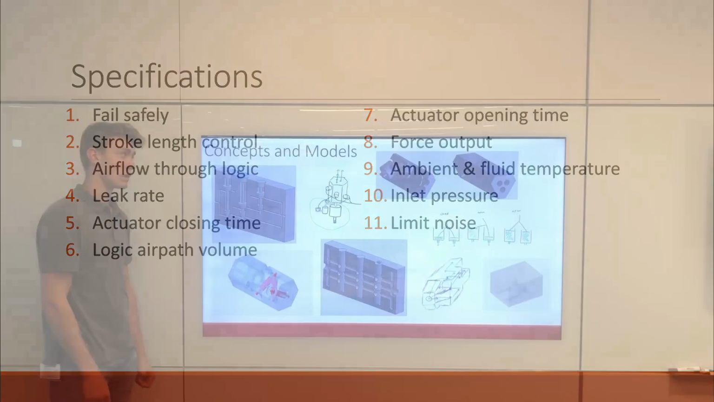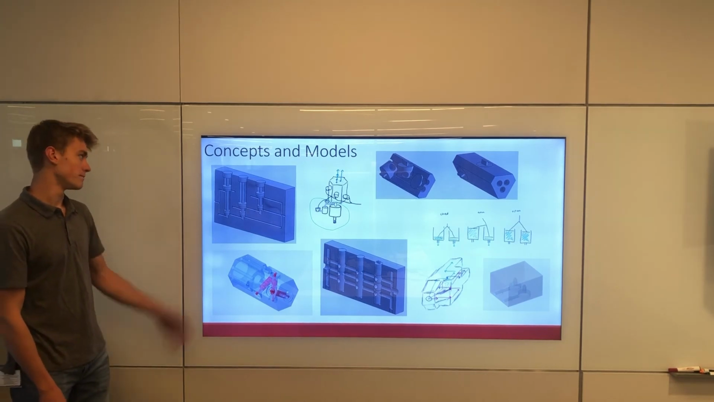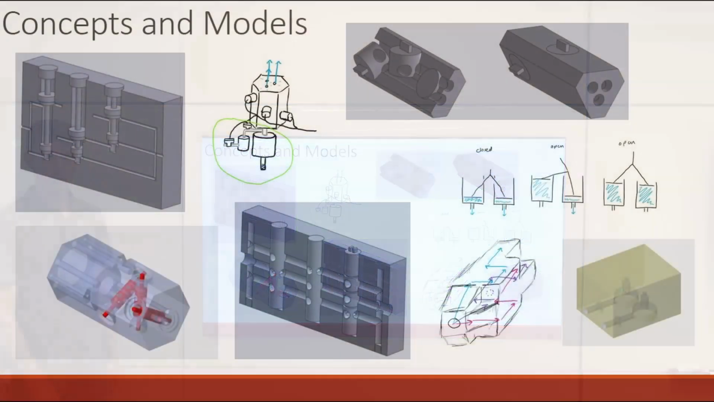Alright, so moving from our specifications and requirements, we need to actually get concepts and models put down so that we can move into the actual production phase. So we went through various different models and concepts. You can see all sorts of different flow paths and geometries. We had some of the same ideas fundamental in all of them, but lots of different ways of accomplishing that.